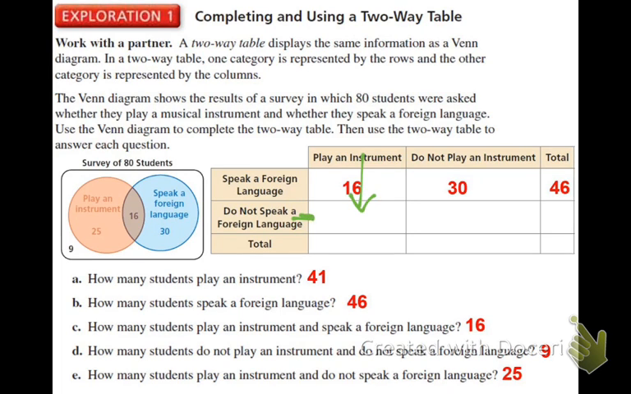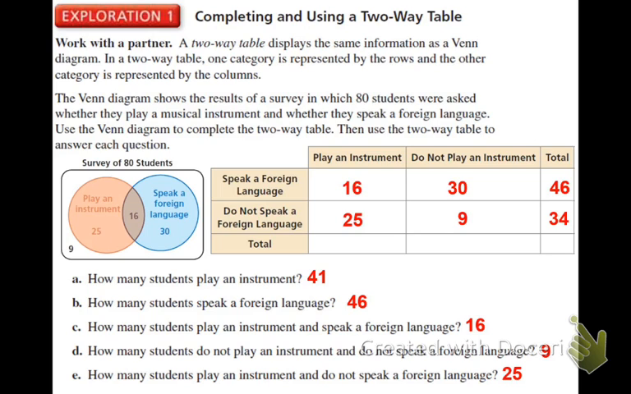Play an instrument, do not speak a foreign language? 25. This one's the fun one, some of us. Do not play an instrument and don't speak a foreign language. 9. All right, and then 25 plus 9 is? 34. How do we find the totals on the bottom?